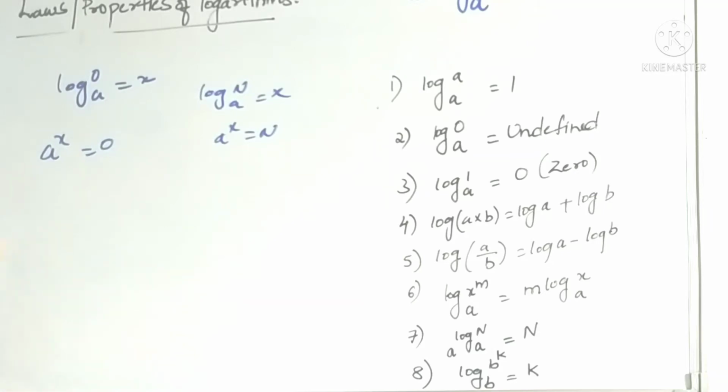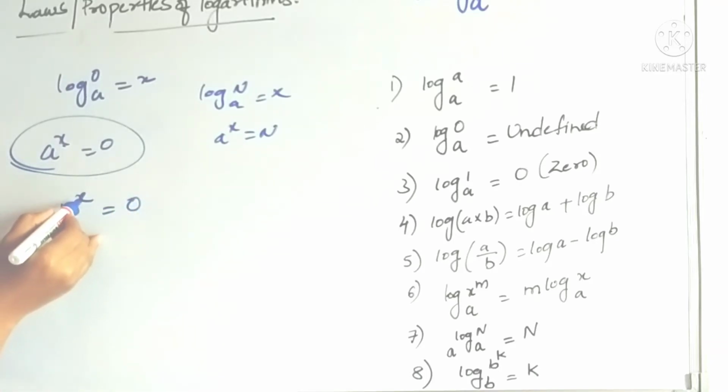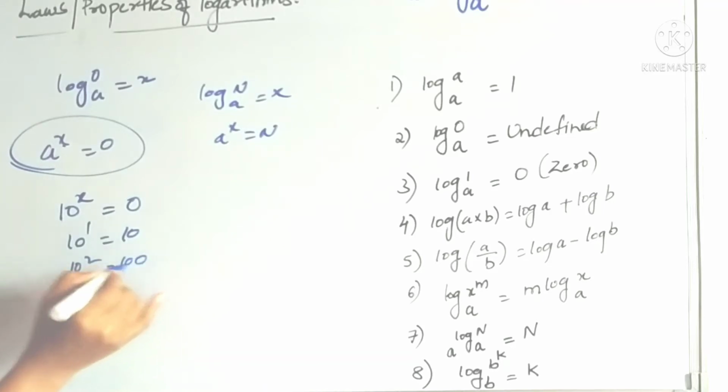For what value of x will 10 power x become 0? For what value of x in 10 power x will it become 0? There is no such value, right? 10 power 1 is 10, 10 square is 100, and 10 cube is 1000. So there is no value of x for which 10 power x is 0.